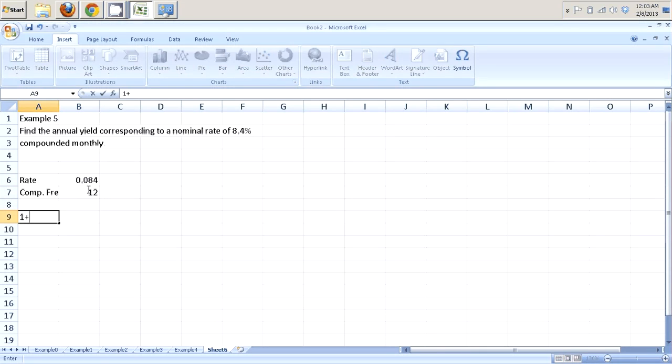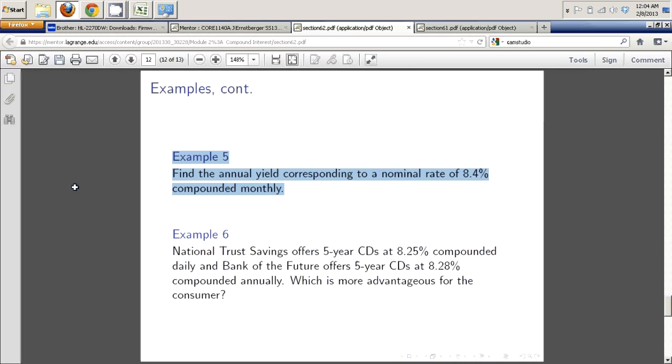We need 1 plus R divided by M to the M and then minus 1. So watch what I do. I do equals 1 plus rate divided by compounding frequency. There's that. This looks like the thing above it. Raised to the same compounding frequency. And this is this value less 1. So it looks like a pure rate of growth. An absolute growth, if you will. Okay. Pretty neat.